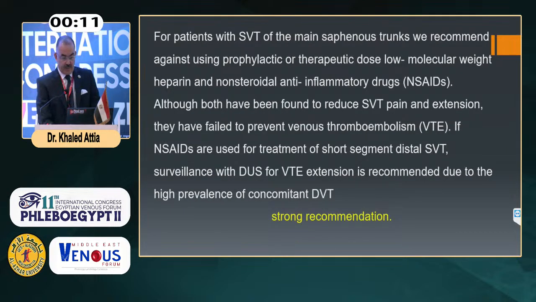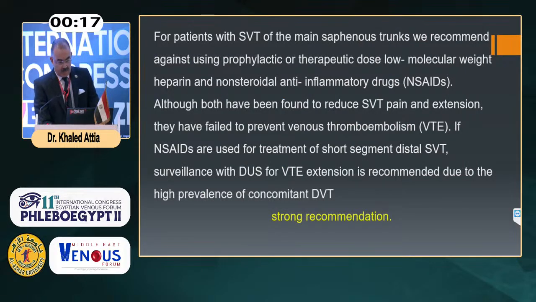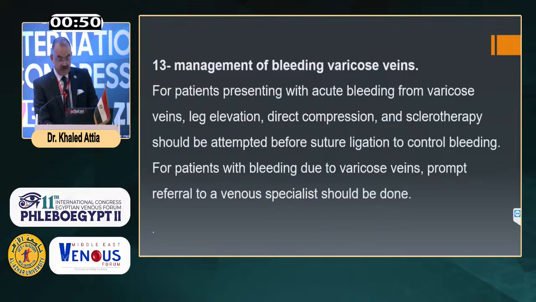For patients with superficial venous thrombosis of main saphenous trunk, we recommend against using prophylactic or therapeutic dose low molecular weight heparin and non-steroidal anti-inflammatory drugs. Although both have been found to reduce superficial venous thrombosis pain and extension, they have failed to prevent venous thromboembolism. If non-steroidal drugs are used for treatment of short segment distal superficial venous thrombosis, surveillance with duplex ultrasound for venous thromboembolism extension is recommended due to the high prevalence of concomitant DVT. Strong recommendation. Management of bleeding varicose vein.